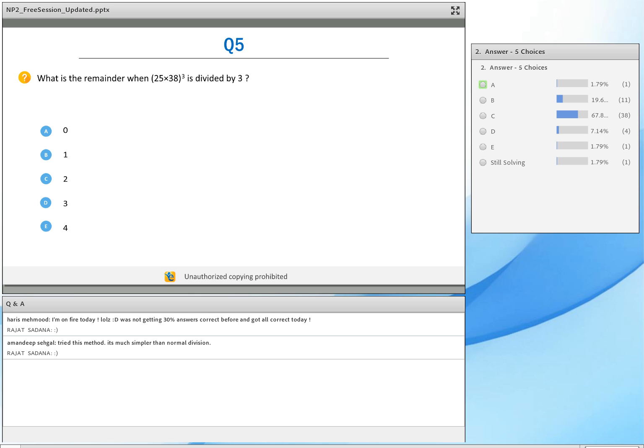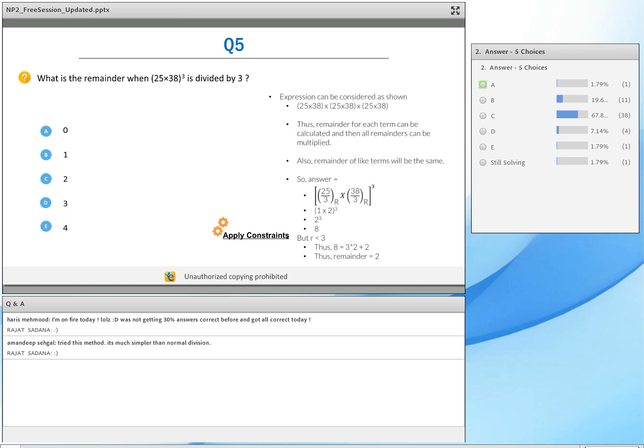So the scary expression, and the question is asking, what is the remainder when the scary expression is divided by 3? So how do we go about approaching this? We basically say, hey, this expression can be considered as 28 times 38 multiplied by 28 times 38 multiplied by 28 times 38. So we kind of figure out the remainder of each of these terms. And once you figure out the remainder of one of these terms, the other terms would still be the same.